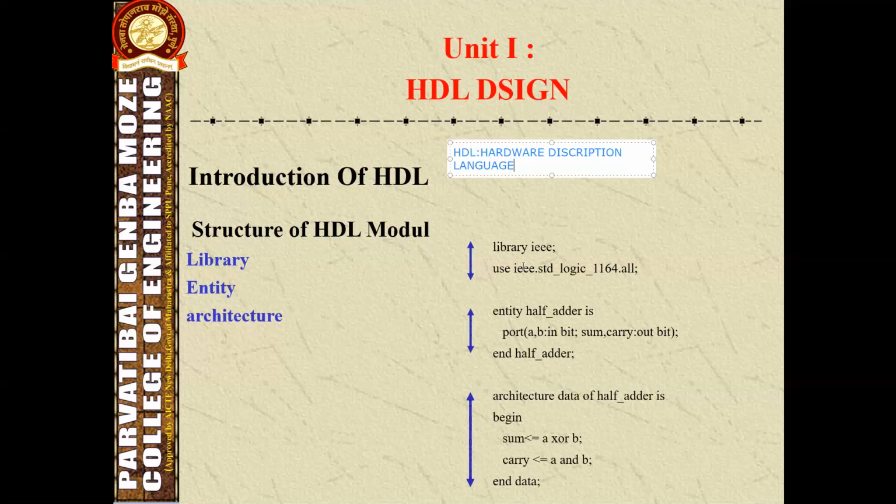There are two widely used hardware description languages. One is called VHDL and the other one is called Verilog. But in our syllabus, they have mentioned VHDL only, so we will see the whole details about VHDL. These two languages, VHDL and Verilog, are equally implemented in both academia and industry. HDL is a must-have tool for modern digital design. Both are popular in industry and academia.